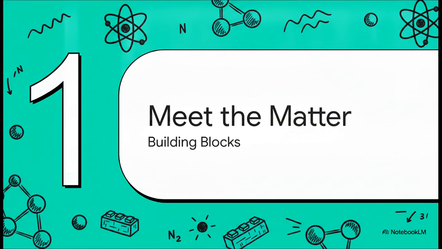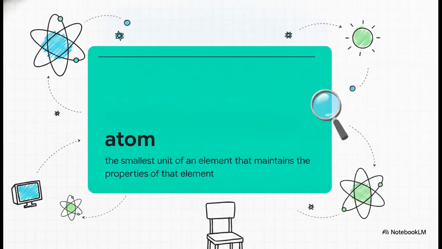Meet the matter, the building blocks of literally everything. So before we can talk about how states of matter differ, we really need to understand exactly what is doing the moving and the changing here. It all starts with the atom. An atom is defined as the smallest unit of an element that actually maintains the properties of that element. Think of atoms as the absolute foundational building blocks of the physical universe.